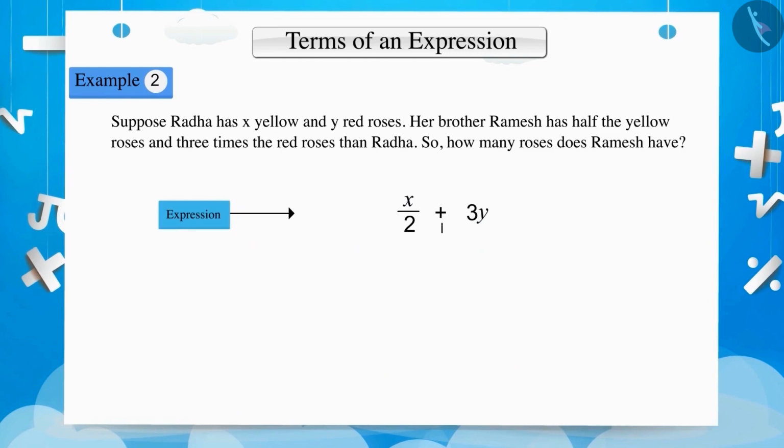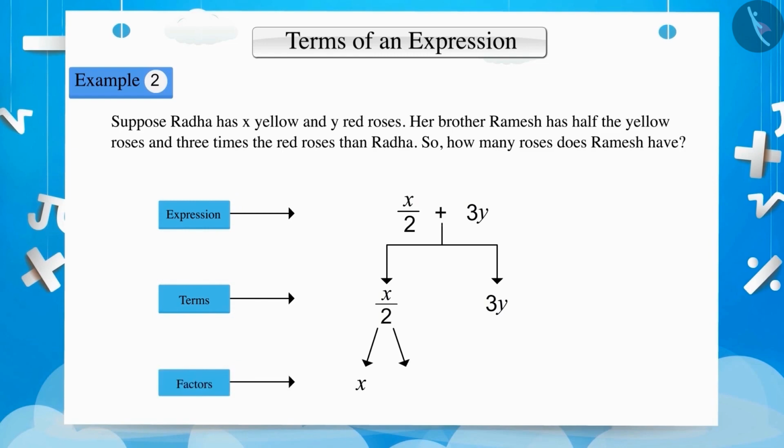In this expression also, we have two terms. The first term is X by 2 and the second term is 3Y. Thus, the factors of the first term of the expression, X by 2, are X and 1 by 2, and the factors of the second term, 3Y, are 3 and Y.